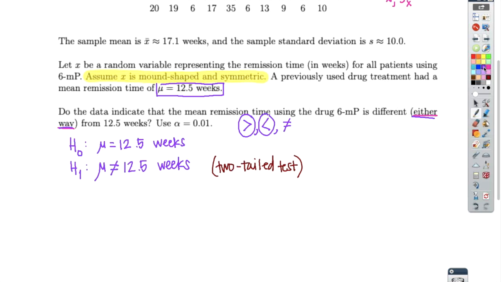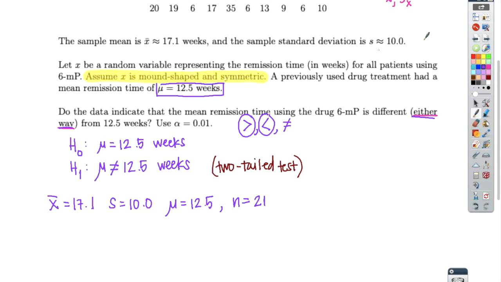Okay, so let's just compile what we know so far. We know that our sample mean is 17.1. Our sample standard deviation is 10.0. Our original population mean is 12.5. And our sample size is 21. This should raise red flags, but remember, even though it's smaller than 30, that's actually okay in this case because they told us that our data was approximately normal to start with.